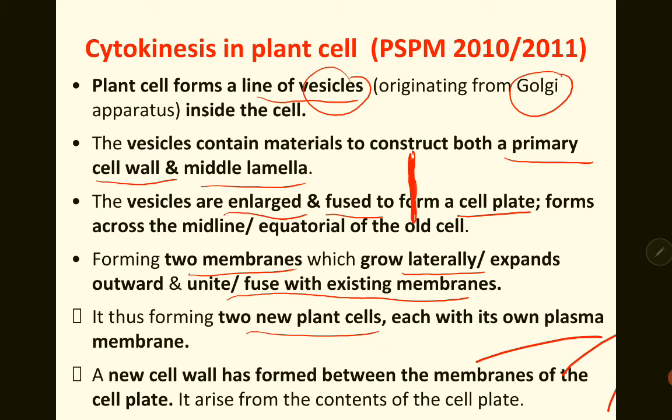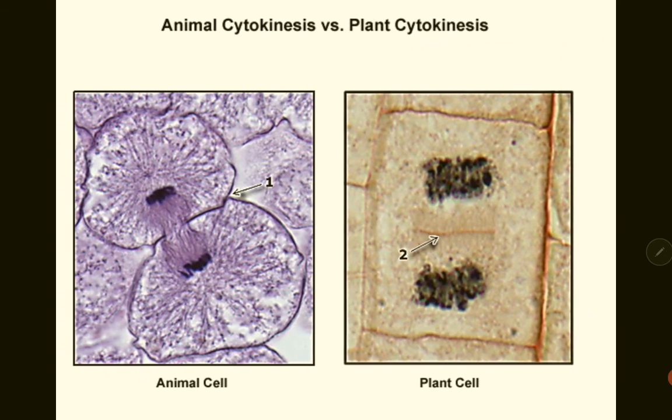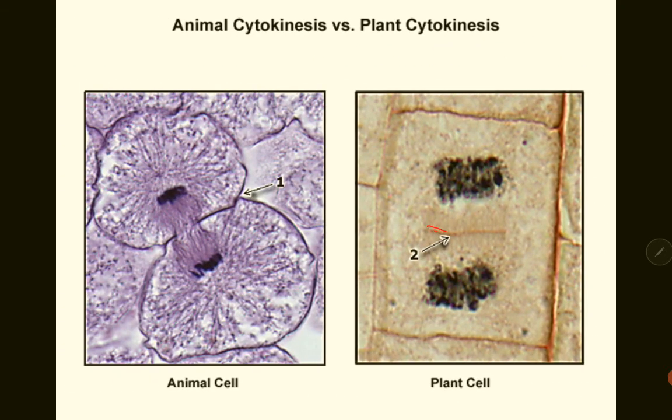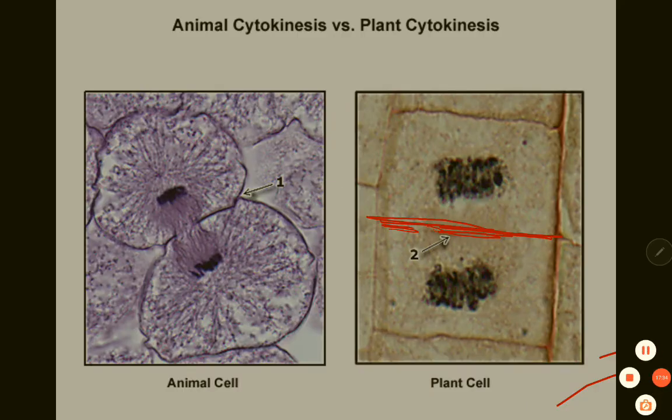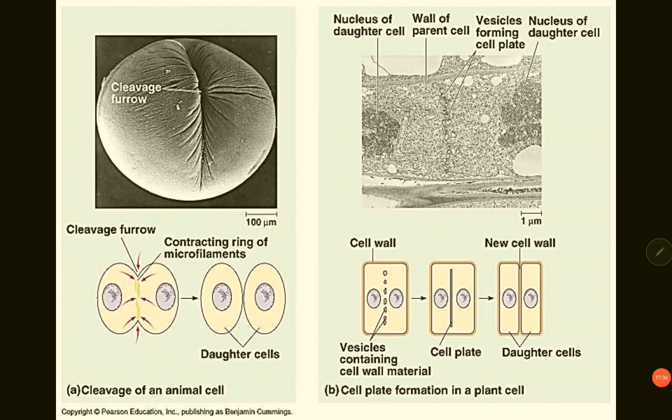A new cell wall has formed between the membranes of the cell plate. It arises from the content of the cell plate. So these are the vesicles, and after that, all the vesicles join together and they become a new cell wall here. So this is the formation of the cleavage furrow and the cell plate in the plant cell.